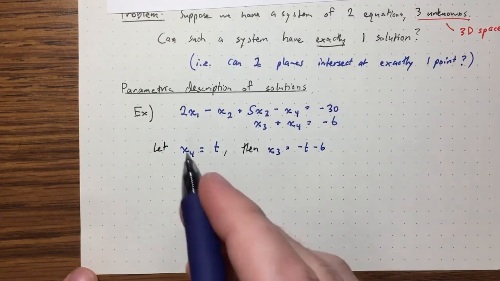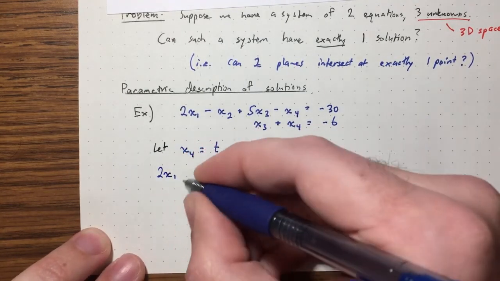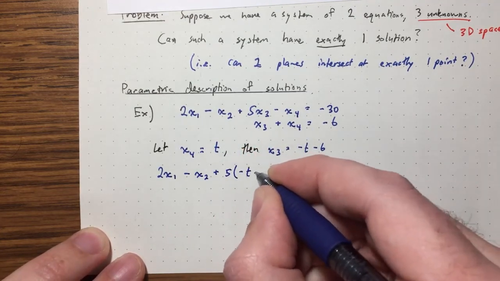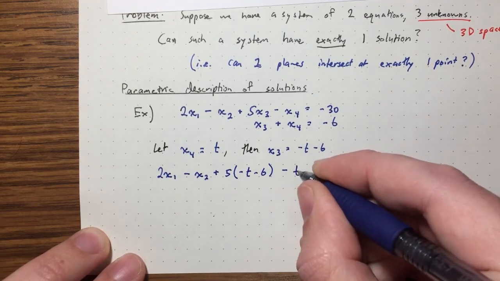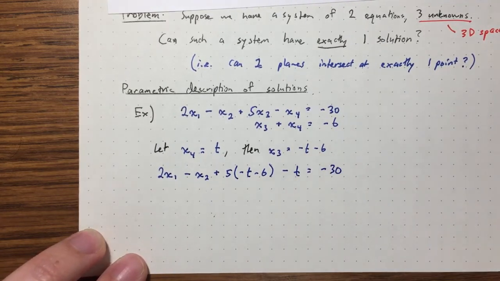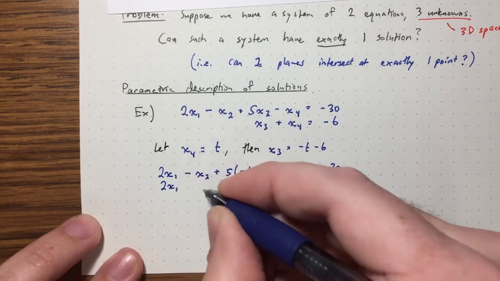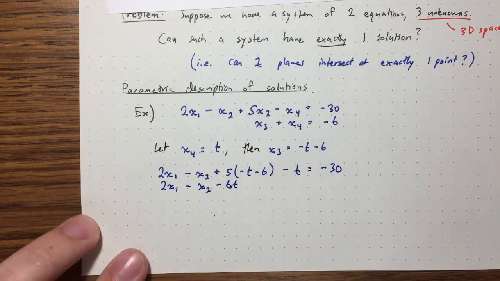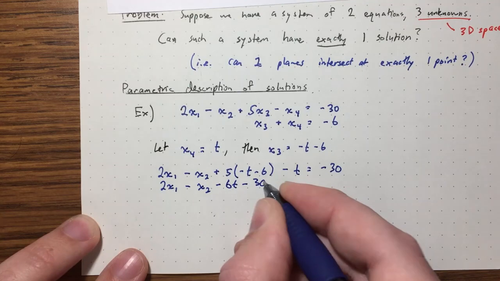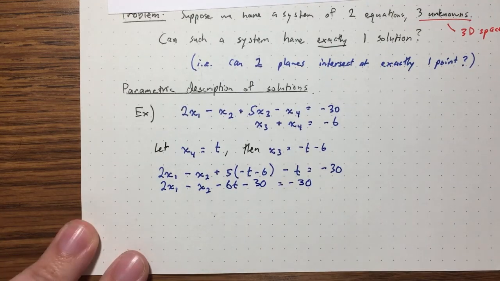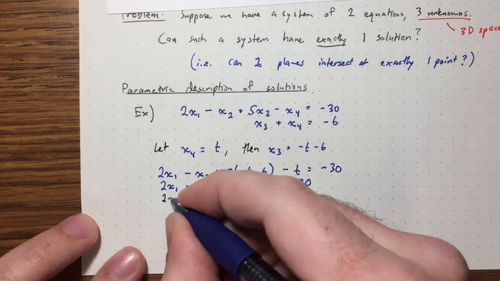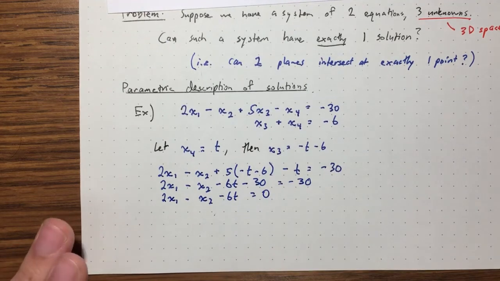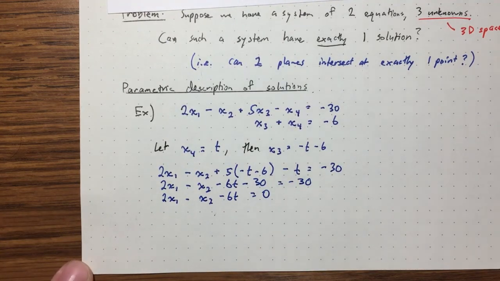Let's try to plug this into the first one. So what about x1 and x2? So our first one becomes 2x1 minus x2 plus 5 times x3, but x3 is minus t minus 6. And I have minus x4, which is t. And that equals negative 30. All right, let's simplify this a bit. So 2x1 minus x2. How many t's do I have? I have minus 6t, I think. And then I have a minus 30. And that equals minus 30. Okay, I can get rid of the minus 30s. Minus 6t equals 0. All right, so there's what I have left.